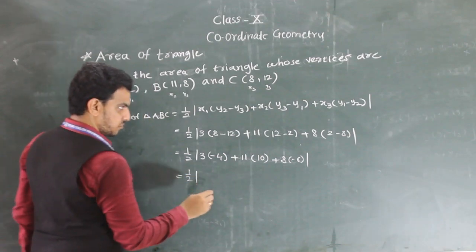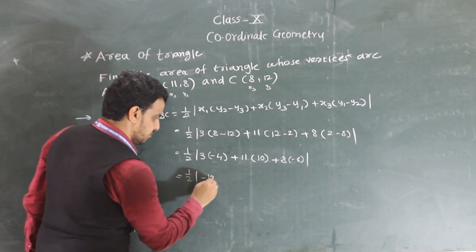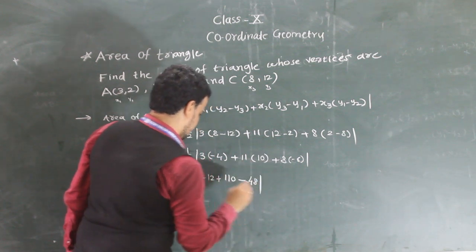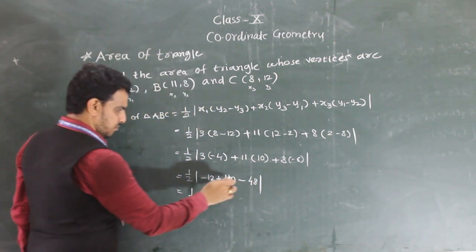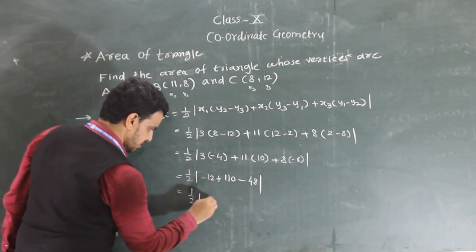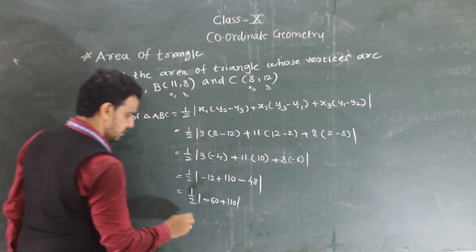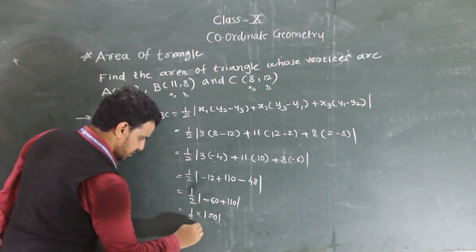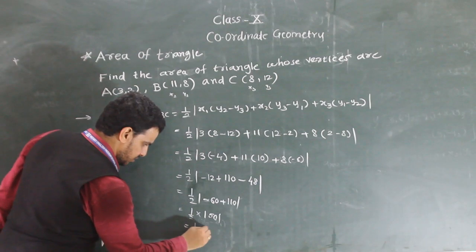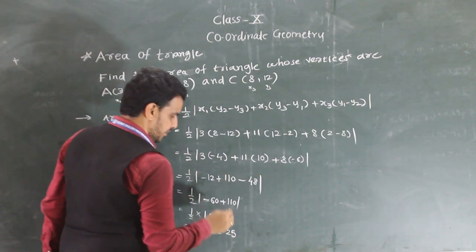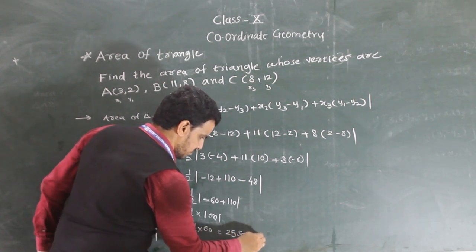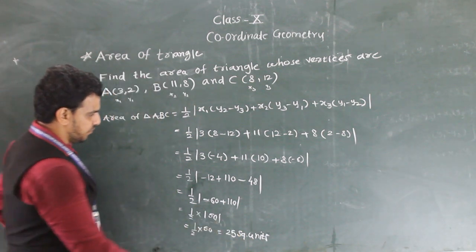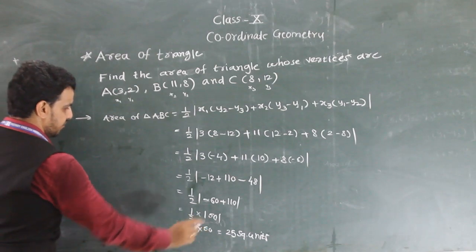This is half into minus 12 plus 110 minus 48. So here half into mod of minus 48 minus 12, that is minus 60 plus 110. So 110 minus 60, that is 50. Mod of 50, that is half into mod of 50 means half into 50. So that is 25. And here we can write 25 square units, because area has the unit square. So area of triangle ABC is 25 square units.